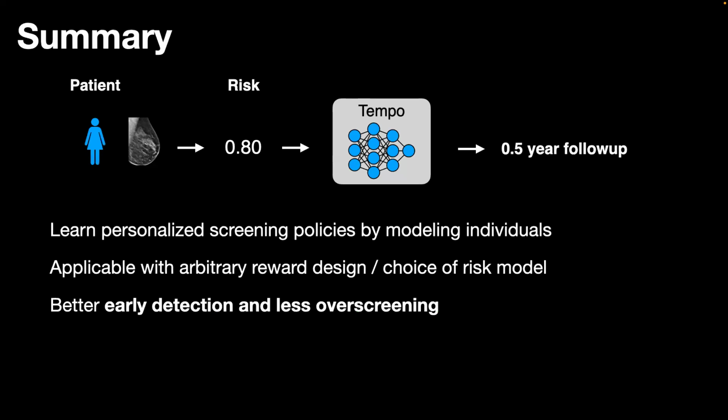So to summarize, what I've been talking about here is how you can learn personalized screening policies, not by modeling whole populations, but by modeling individuals. All you need to say is, for this individual person, I know how they were screened, I know what kind of cancer they had, what would have happened to them in hindsight. And this notion is applicable with arbitrary types of reward design and arbitrary risk models.